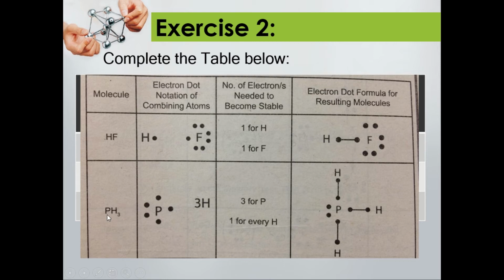Okay, so we have here PH3. This is phosphine. And we have here phosphorus, which has 5 electrons, while hydrogen has 1 electron each. So phosphorus needs 3 electrons, while each hydrogen needs 1. As we do the electron dot formula, we can see the sharing of electrons between our phosphorus and hydrogen. So that is our covalent bonds. That's how we do the electron dot formula for our covalent bonds.